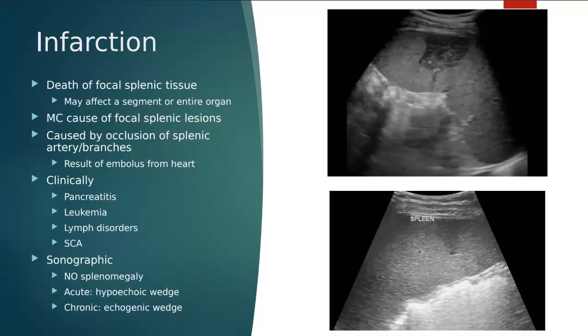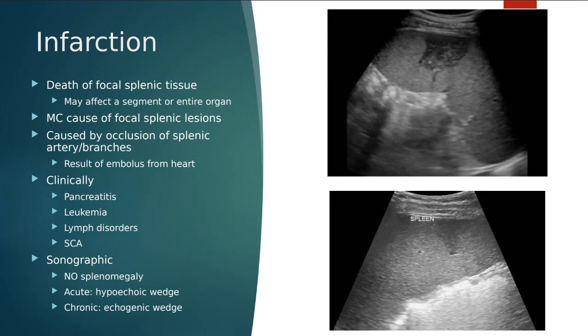Next, we have infarction. So we kind of talked about this already. It's the death of focal splenic tissue. It's going to affect a specific segment of that organ, or a little bit more rarely affecting the entire organ itself. It's the most common cause of focal splenic lesion, so it's very common for us to see this on ultrasound. It's caused by a lack of blood supply to that given region. So there's some type of thrombus or blockage or atrophy of those vessels.